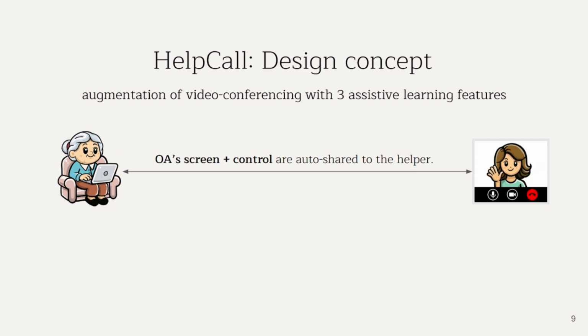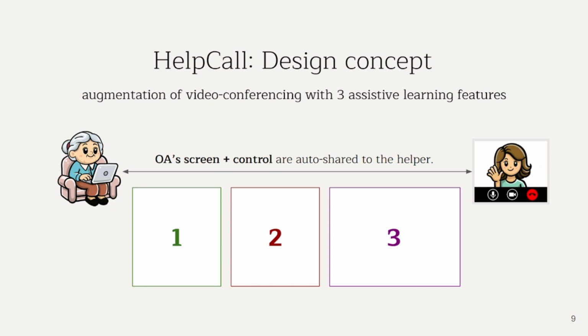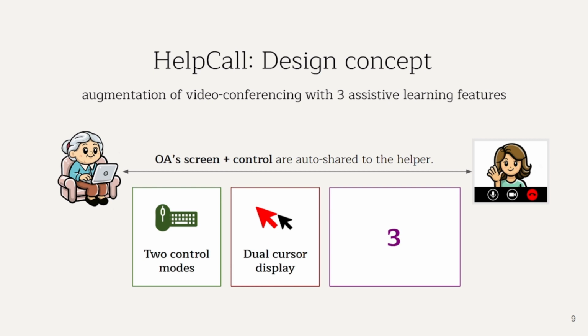Then, as the helper demonstrates how to do a task on their device, HelpCall has 3 components to assist both of them. First, the 2 control modes allow the learner and the helper to take turns controlling the older adult's device. The dual cursor display visualizes both of their cursors so that they can use it to communicate an instruction or a question. Then we have the biggest component, the augmented step display or the ASD, to help save the steps. It automatically captures steps as they are demonstrated and displays them on top of the software application for the older adults to refer back to.